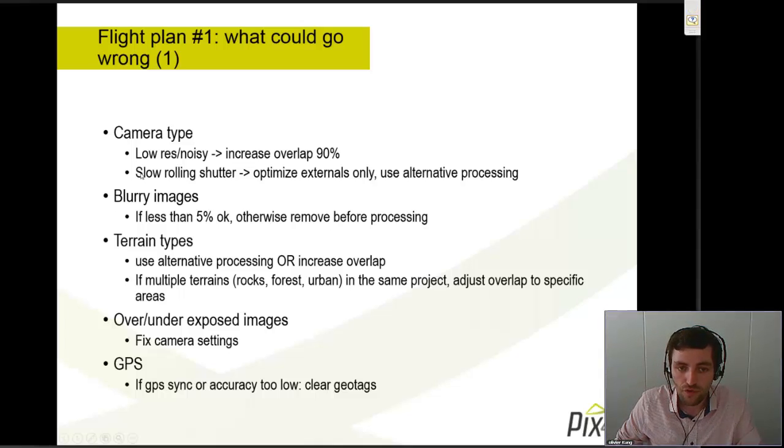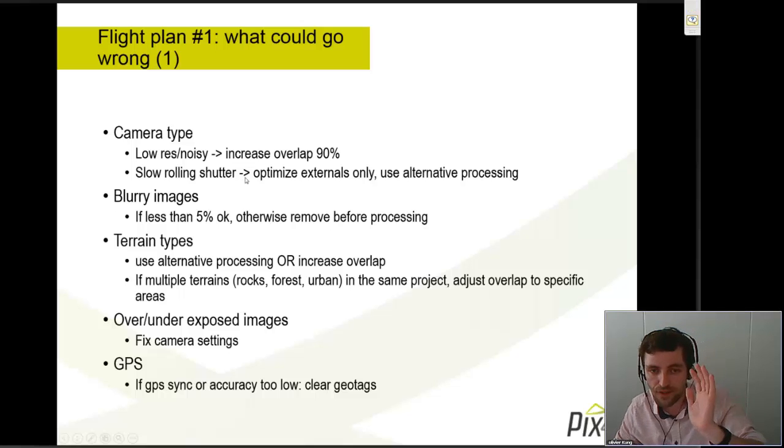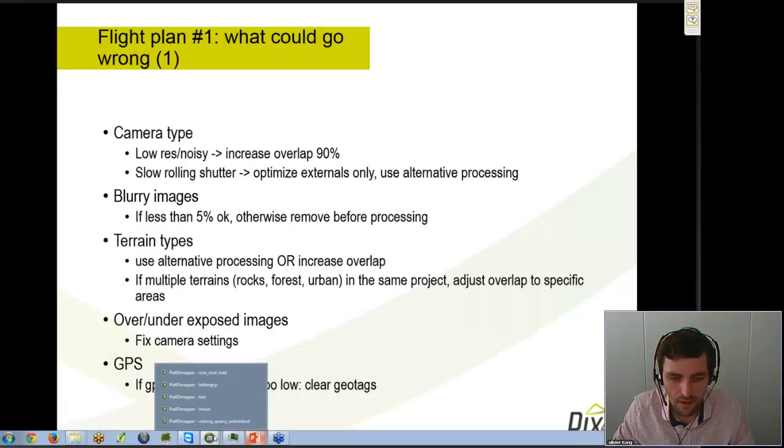If you have a slow rolling shutter camera, like many video cameras or this type of camera, you have to optimize, using an option in the software called optimize externals only, and use the alternative processing pipeline in the software. Maybe I can quickly show this example.